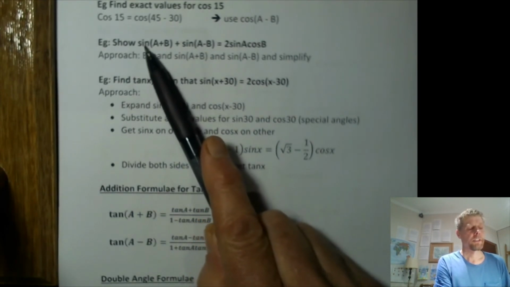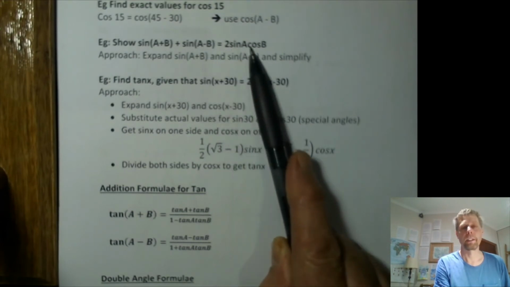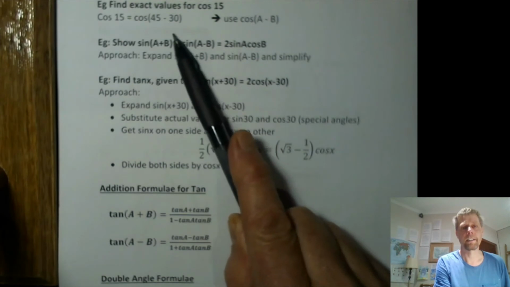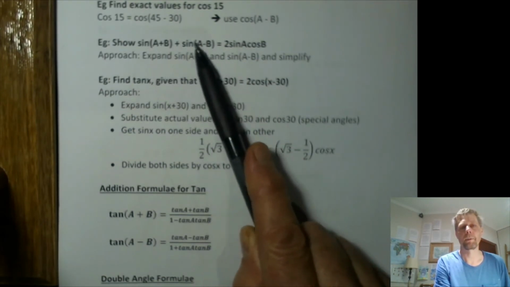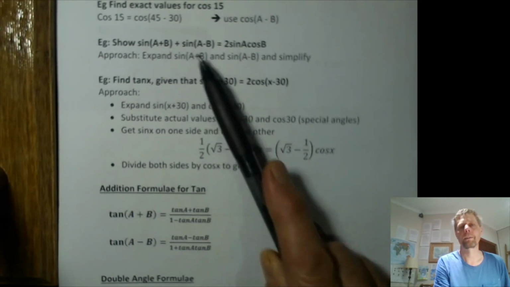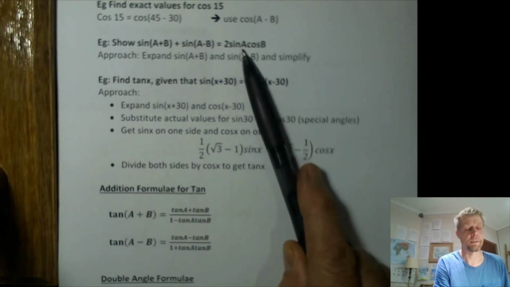This example says, show that sine of (a plus b) plus sine of (a minus b) equals 2 sine a cos b. Well, again, recognize that you've got addition formulae here, and just expand them as per what you've learned. You expand them, you'll see that some of the terms cancel, and you're going to be left with 2 times sine a cos b.